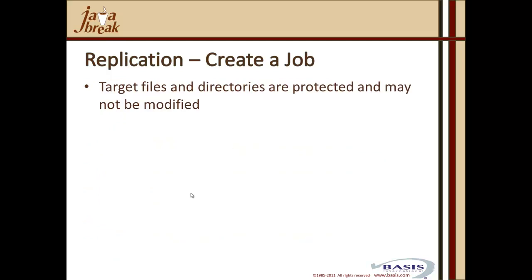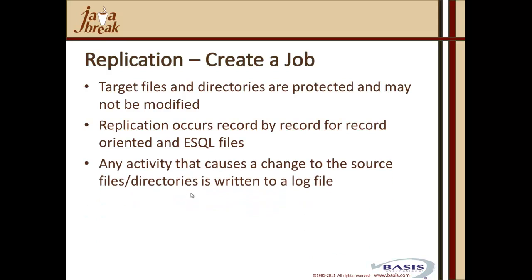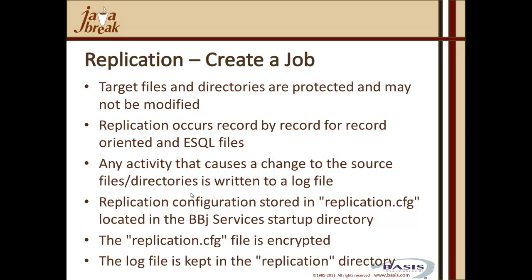Target files and directories are protected and may not be modified, as we said earlier, and replication occurs record by record for record-oriented and ESQL files. Any activity that causes a change to the source files or directories is written to the log file, and replication configuration is stored in a file called replication.cfg, which is located in the BBJ services startup directory. That replication.cfg file is encrypted. The log file, which will queue up all the changes destined for the target replication site, is kept in the replication directory.